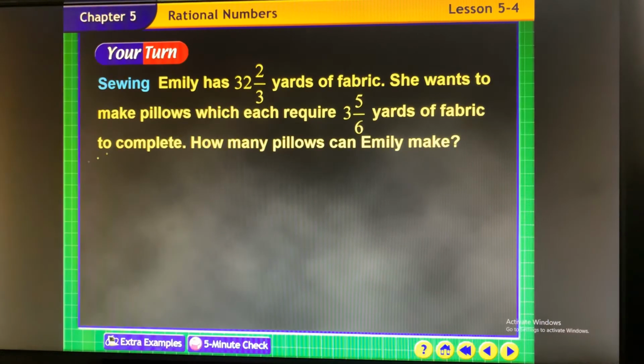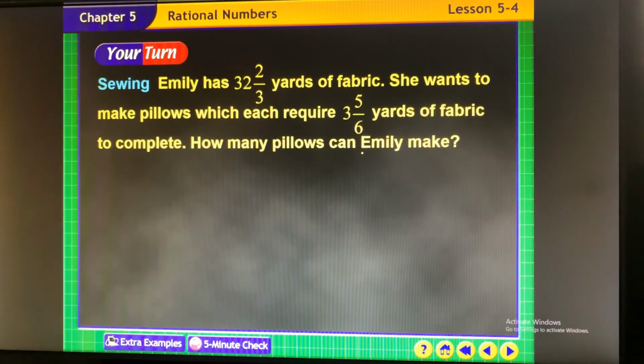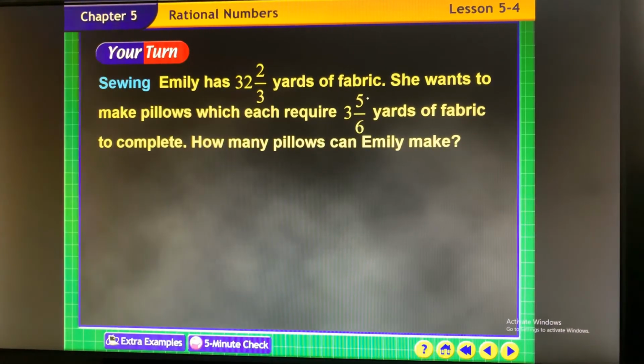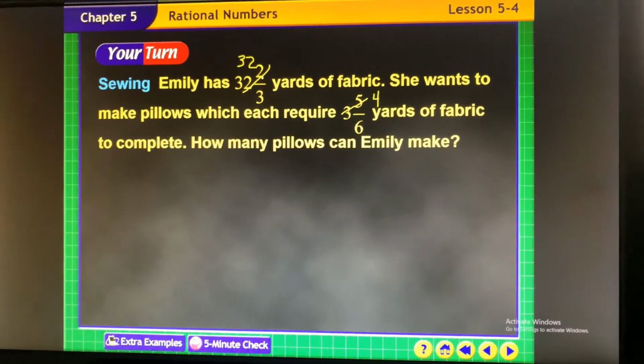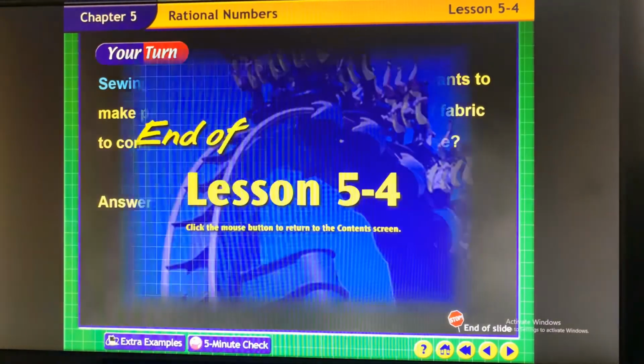Do the same thing, but this time I want you to think about this one can be estimated, because how many pillows can Emily make? She's not going to make part of a pillow. So I'm going to look at these two numbers. I'm going to make this 4, and I'm going to make this a number that 4 gets along with, 32. So how many groups of 4 in 32? 8. She can make 8 pillows. Done.